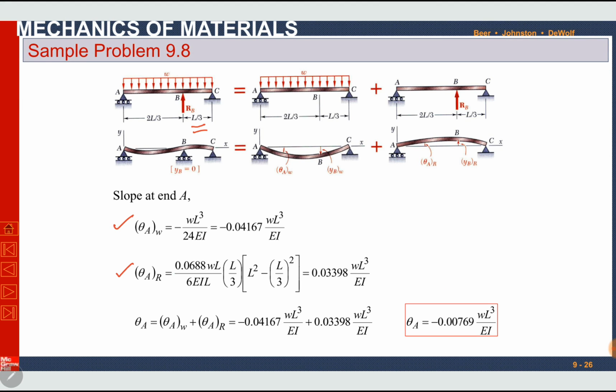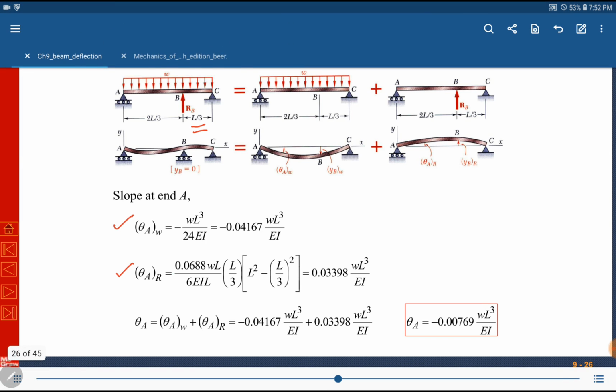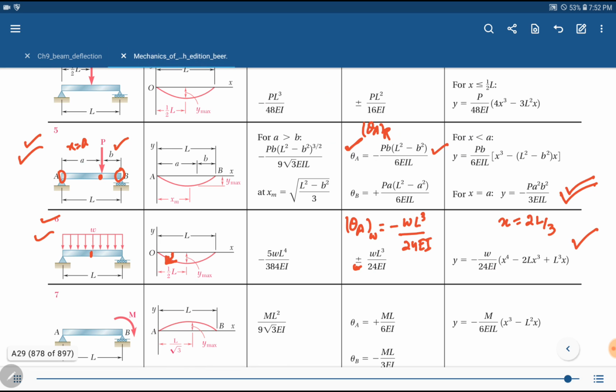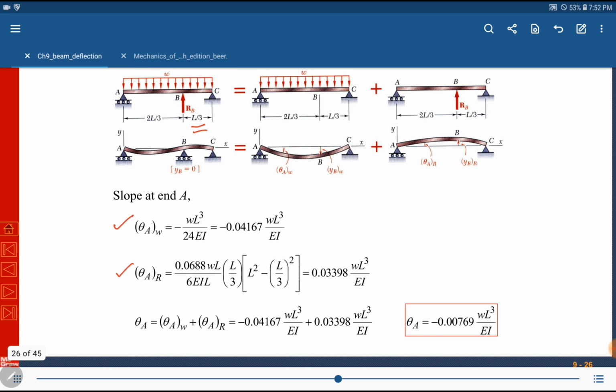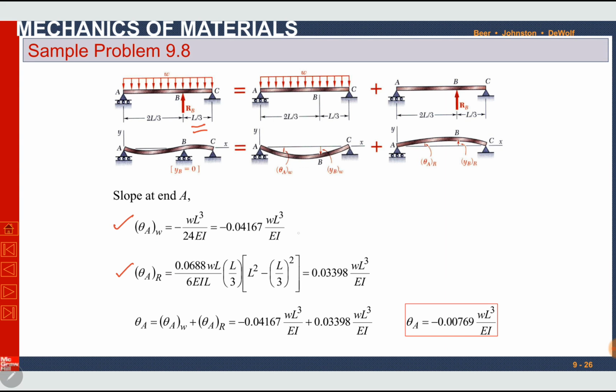Just remember R is upward in our case and it is downward in the given table, so we will change this negative sign to positive. Here it is positive, and then we can calculate theta A under load W, theta A under load R. The sum of these two will be theta A total, which becomes this much, minus 0.00769 WL cube divided by EI.